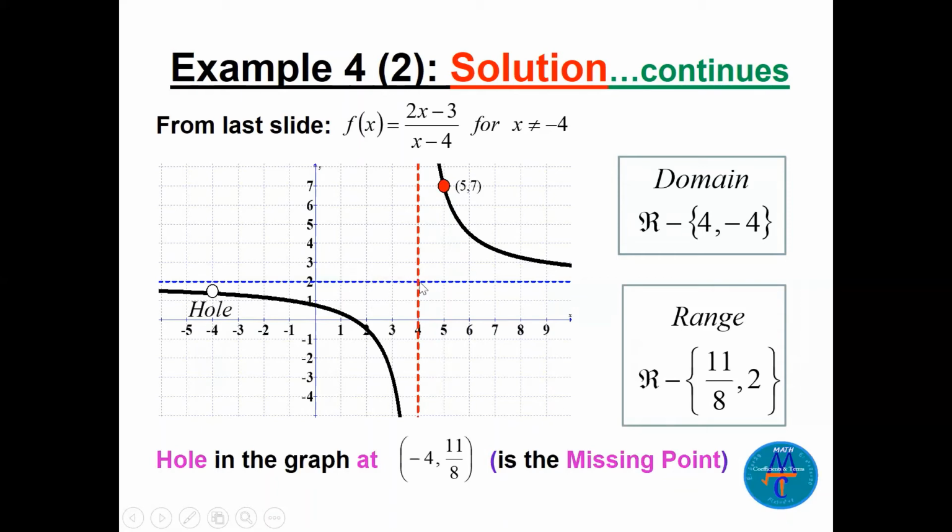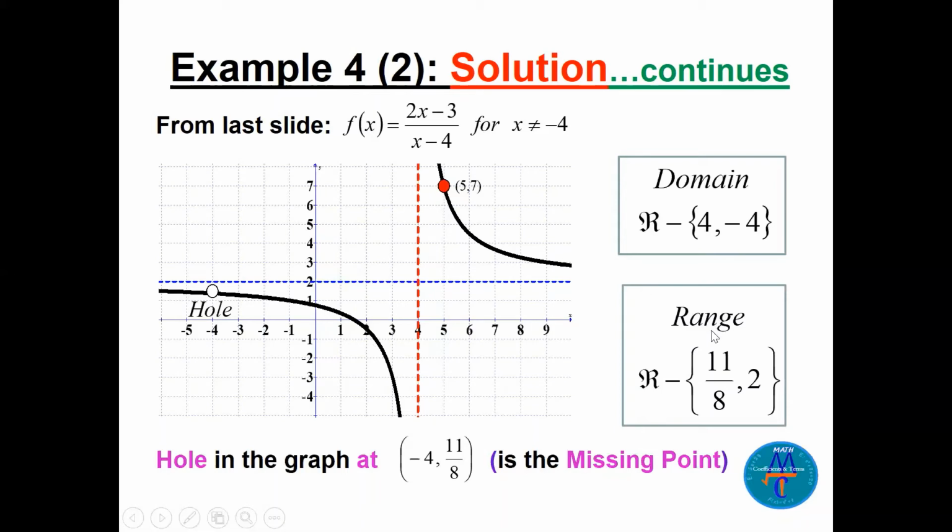And we have the horizontal, we have the vertical, x equals 4, and we have the point 5 and 7. So this is the graph. Now let's see the domain. All real numbers, remember, all real numbers except the vertical asymptotes and the x from the hole or the missing point. So except 4 and minus 4.